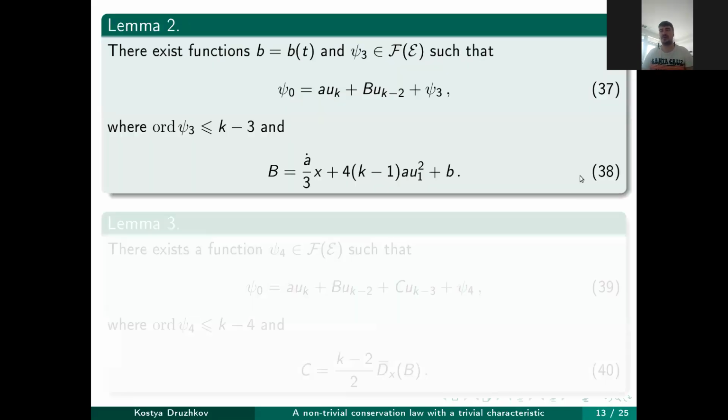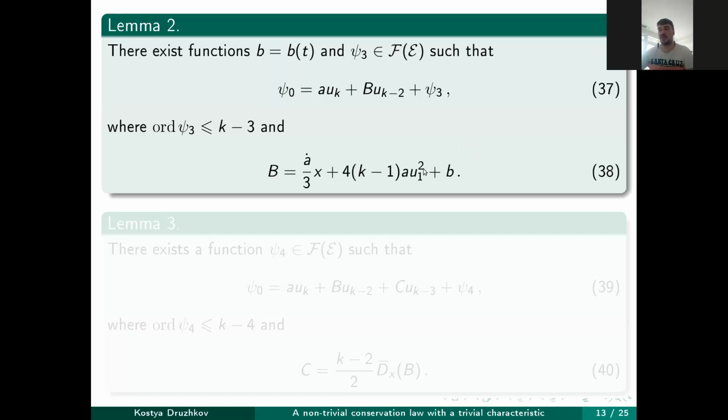And this proof is rather technical. First of all, we show that there exist functions b and psi3 such that the structure of coefficients is given by formula 37, where the order of this psi3 is at most k minus 3. The coefficient b is given by this formula. So now we're going to dig deeper into the structure of this cosymmetry, of its coefficients, of its dependence on order derivatives. This lemma follows from the previous one, actually.